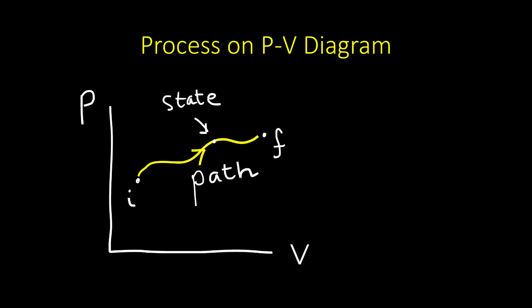Thermodynamic processes. In a thermodynamic process, an ideal gas changes from an initial to a final state following a path through a series of intermediate states. This may be represented on a PV diagram as a curve. At each point in the process, the gas is in a state specified by the coordinates P and V.